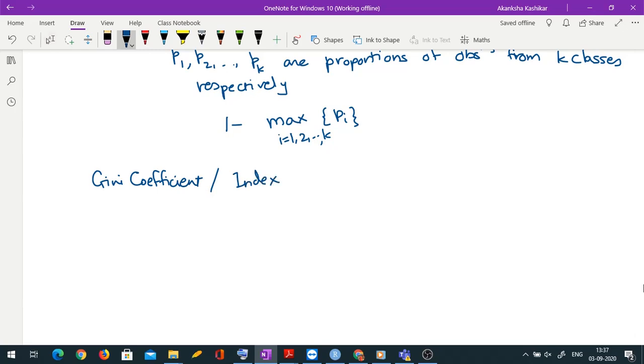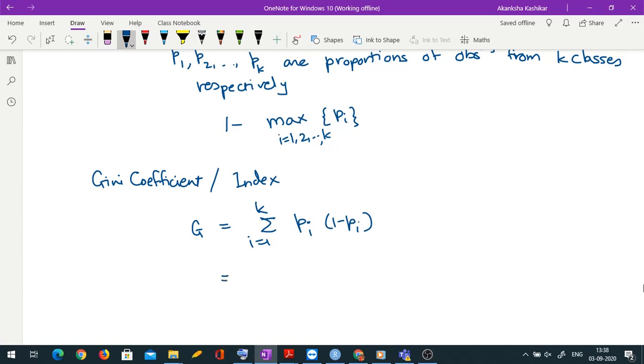So how does one define Gini coefficient? Let me state the definition first. The Gini coefficient for any particular node would be defined as the sum over pi into 1 minus pi, i going from 1 to k. So you have k classes, and it is defined as the sum over pi into 1 minus pi.